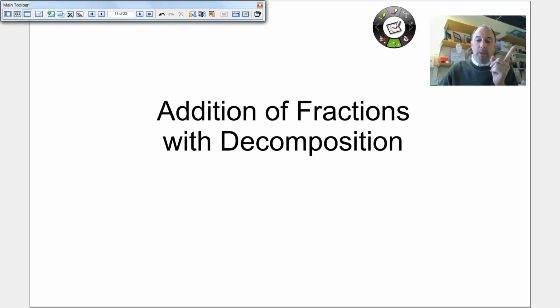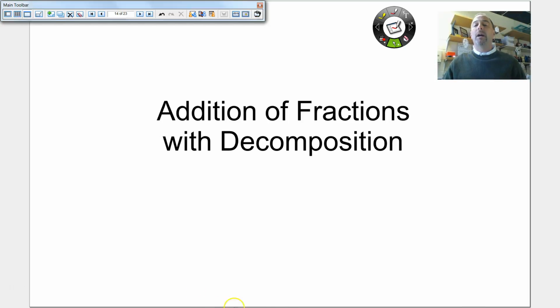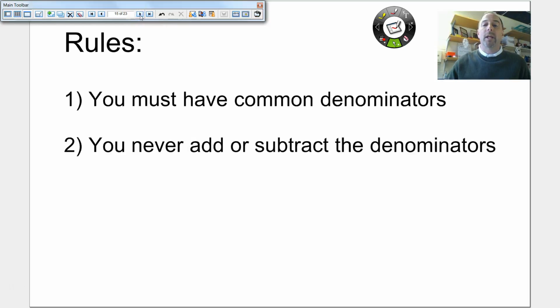I'm going to go over here. Hey, there I am. And we're going to take a look at this thing known as addition of fractions with decomposition. Now, with any addition and subtraction, you have two basic rules to follow. Okay, rule number one, and most importantly, you must have common denominators. If you don't have common denominators, you cannot add. You are adding oranges and apples. If you have 3 oranges and 3 apples, you don't have 6 fruit, you have 3 oranges and 3 apples.